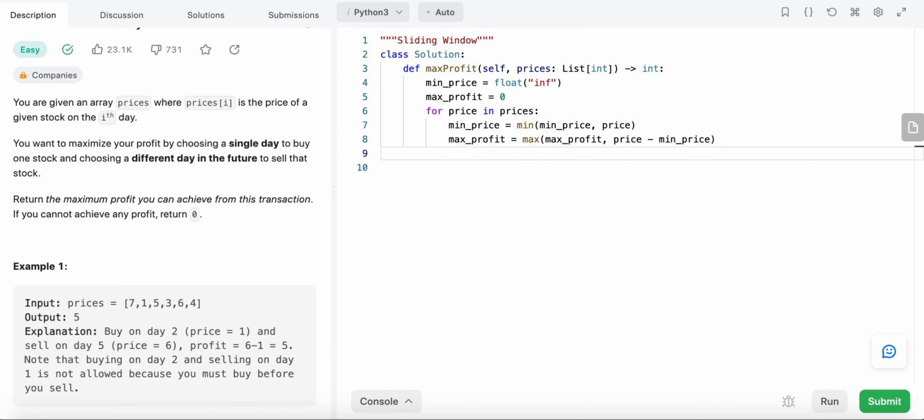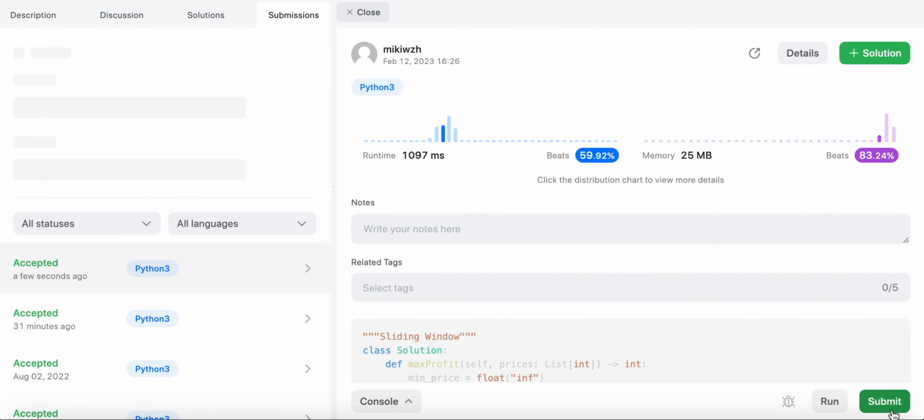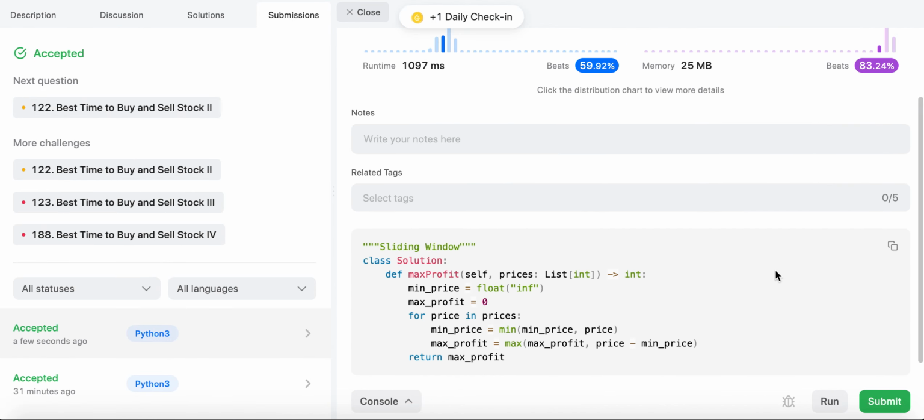After we check every price in this prices array, we get a global maximum profit. So after that, we just return maximum profit. Okay, so this is our solution.